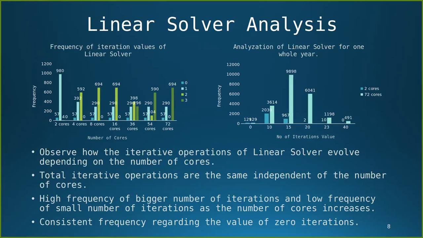The linear solver of PermaFoam contains a few iterative operations, and the purpose of this analysis was to observe how those iterative operations evolve depending on the number of cores. The results show that the total iterative operations are the same independent of the number of cores. However, we have high frequency of bigger numbers of iterations and low frequency of small numbers of iterations as the number of cores increases. On the other hand, for a small number of cores, the opposite happens. It is critical to mention that for the value of 0 iterations, the frequency stays consistent and the same, independent of the number of cores used.